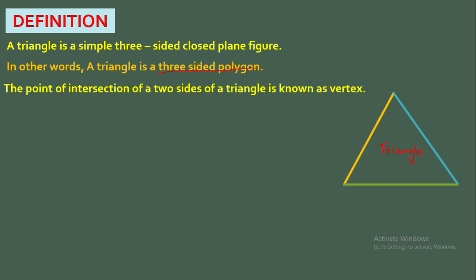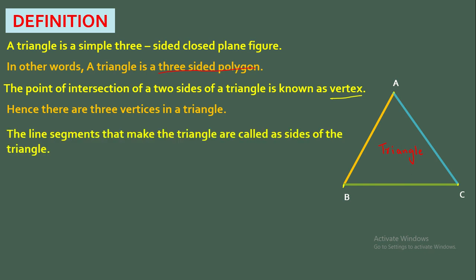Now, the point of intersection of two sides, just like here, these two sides are meeting at this point. So this point is known as a vertex. Similarly, there is another point where two sides are meeting and there is a third point where two sides are meeting. So we can name them as A, B, and C. So we can simply say there are three vertices in a triangle.